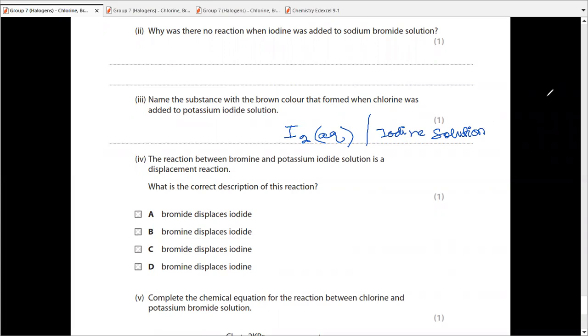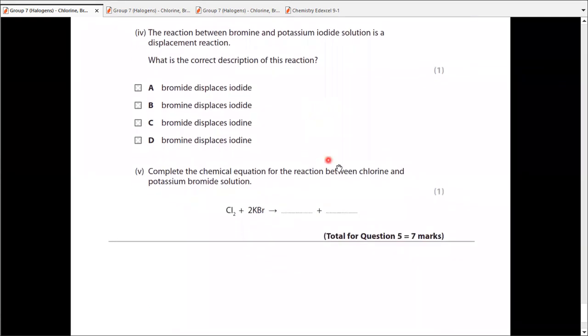And again, a tricky question from a very small exam hint of the book. This exact question has been taken from an exam tip from the book. All right. The reaction between bromine and potassium iodide solution is a displacement reaction. Okay. What is the correct description of this reaction?